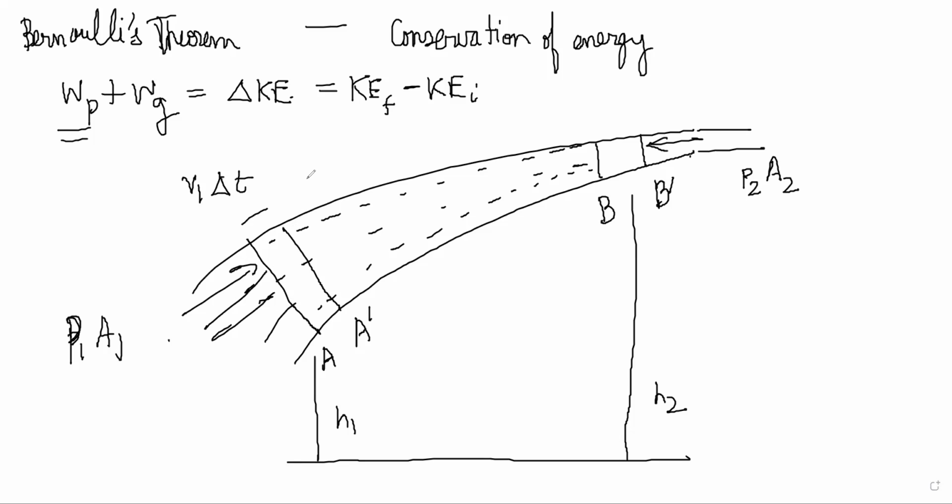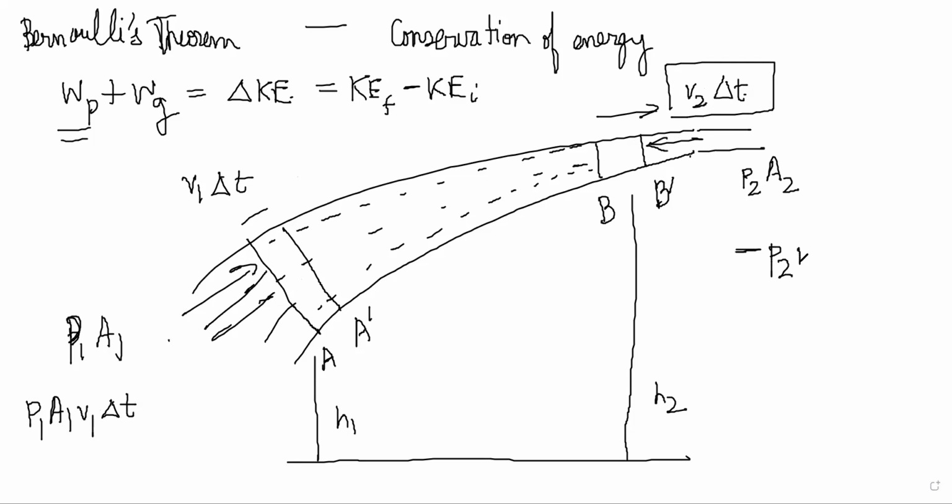So V1 into delta T in time T is the distance. Correct? So work done would be P1 A1 V1 delta T, work done by pressure here. Work done by pressure here would be negative, no? Because it is moving in this side, and its speed is V2, so distance is V2 delta T. So work done will be minus P2 A2 V2 delta T, right?